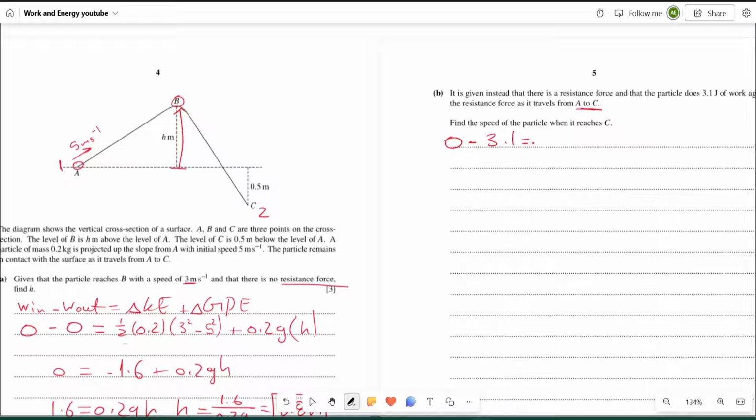That is going to equal the change in kinetic energy. So it's half times mass times v final squared, which is the thing that I want. I want the speed of the particle when it reaches C. I don't know it.